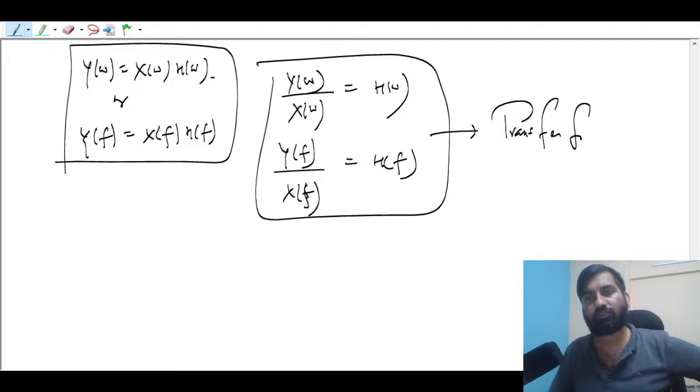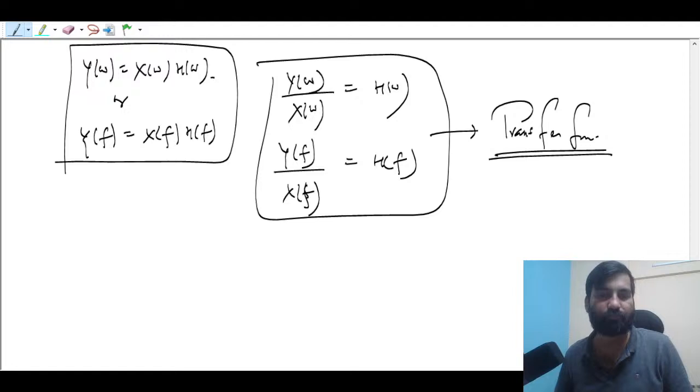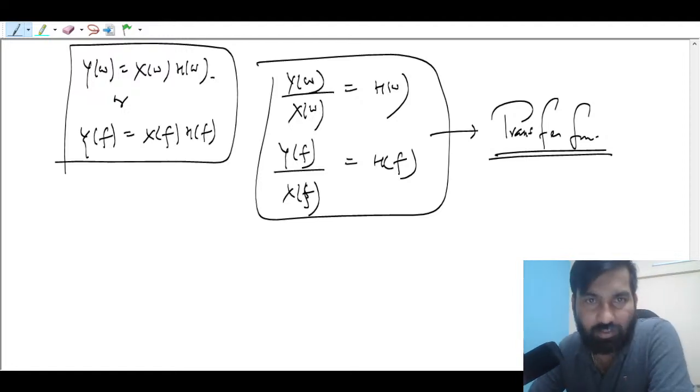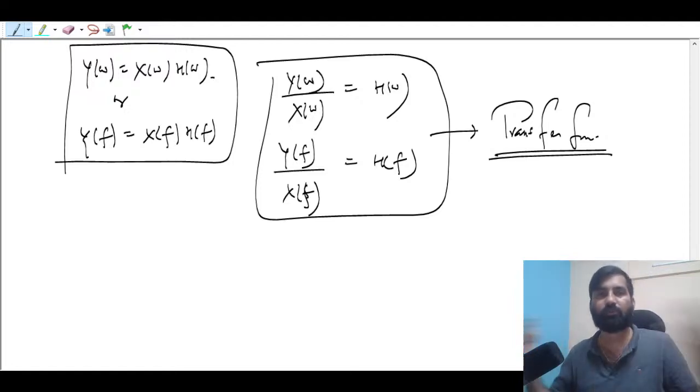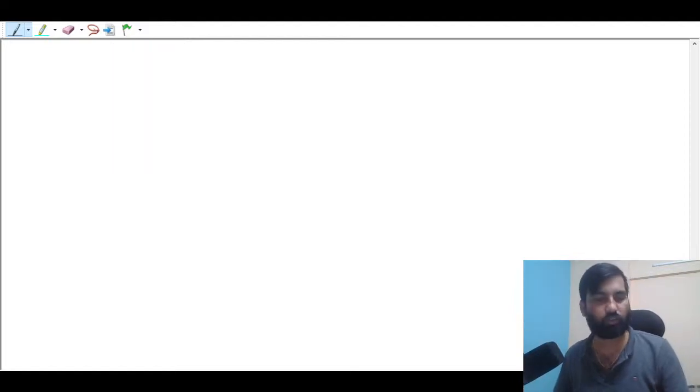Transfer function of a relaxed LTI system. What is the transfer function of a relaxed LTI system? You have to remember it is the Fourier transform of the output upon the Fourier transform of the input. So let me show you the system input-output relationship in the frequency domain.